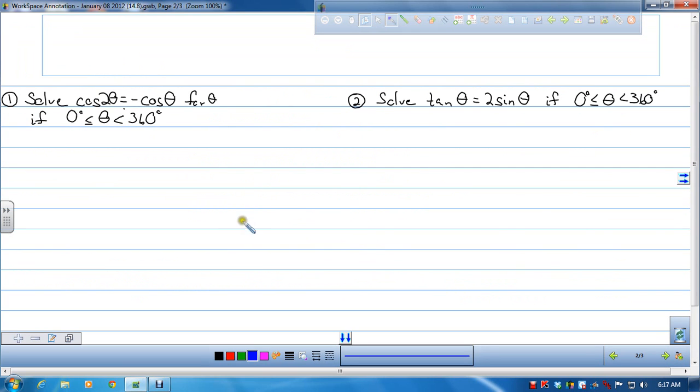Moving into our examples here. So remember now, we can work across the equal sign. We're going to use the same general methods that we did to prove identities and things of that nature. So go ahead and get started here. Cosine of 2 theta is equal to negative cosine of theta. Since I have theta, I know I'm going to be looking for degrees, right? So just recopy the problem here.